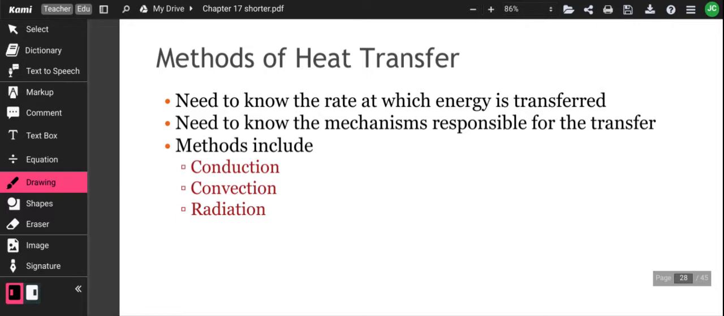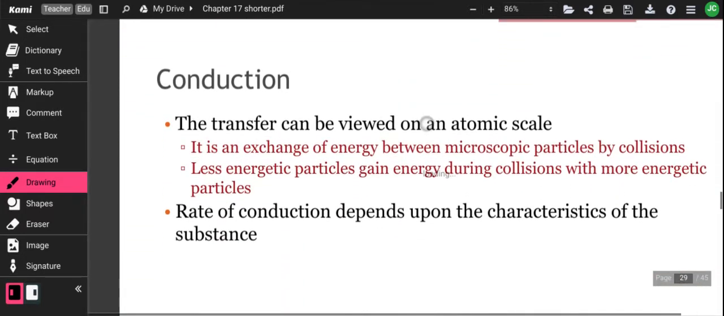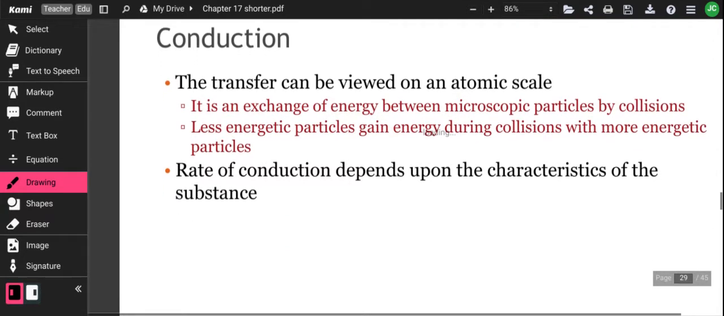If you were asked this question on a test from anybody other than me, you would write down three. That's the general standard. But as I'll explain to you, a physicist doesn't believe that convection is real. As we move along, we are going to start off with conduction.